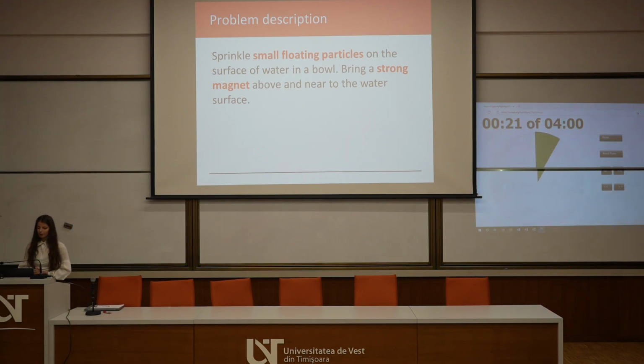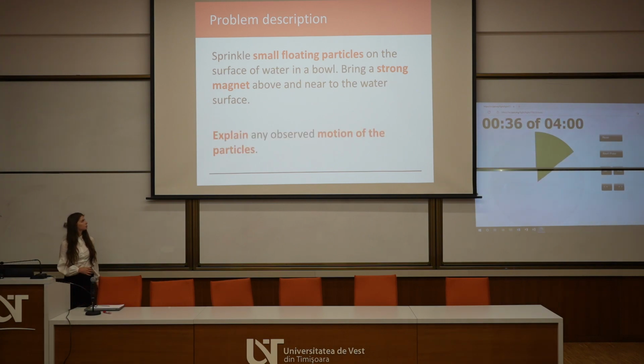The problem was really about small sprinkled floating particles on the surface of water in a bottle. However, in this experiment, we brought a strong magnet above and near to the water surface, and the point was to explain the observed motion of the particles.